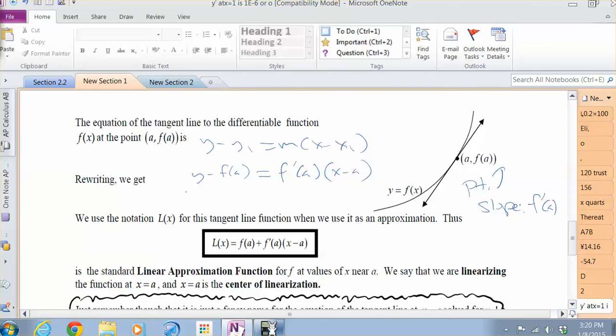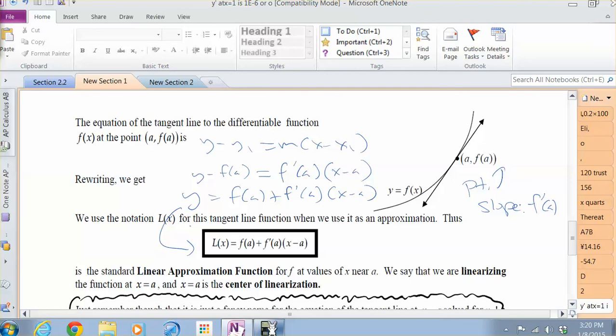if I rearrange things a bit, I should get this: f of a plus f prime of a times x minus a. And so that right there gives rise to an approximation for our function. We use the notation L of x for this tangent line function. L stands for linearization, or linear approximation function. We use the notation L of x for this tangent line function when we use it as an approximation.